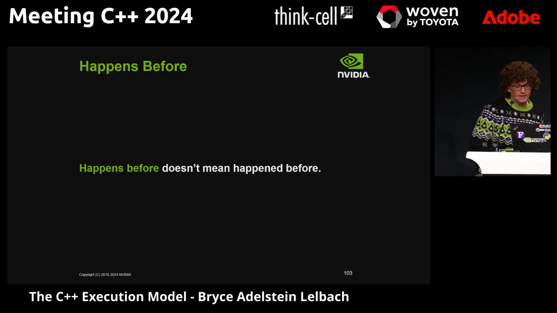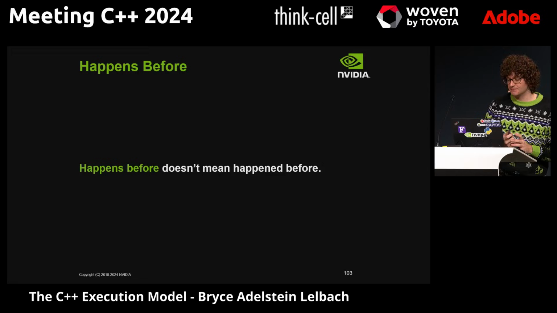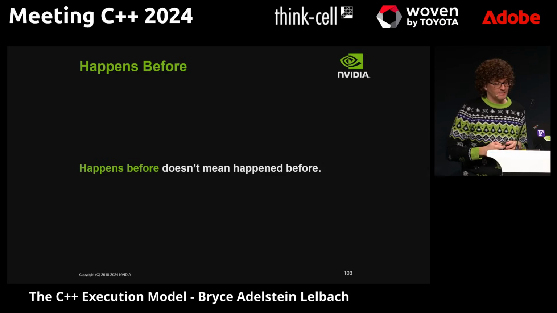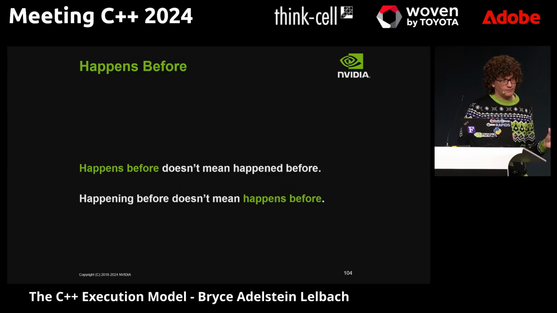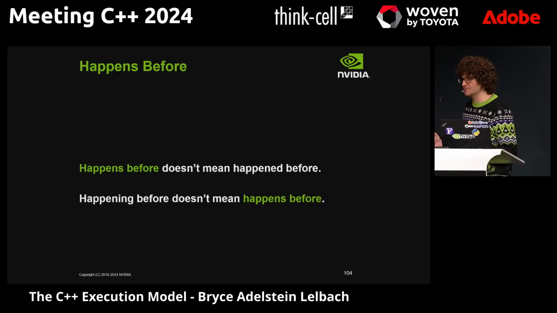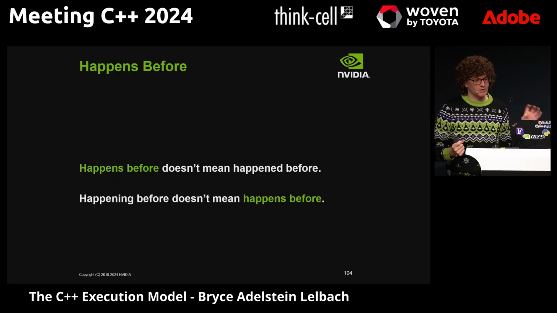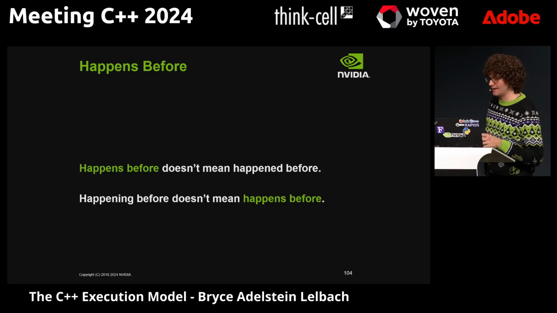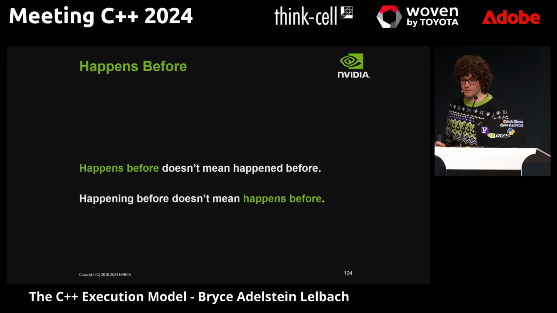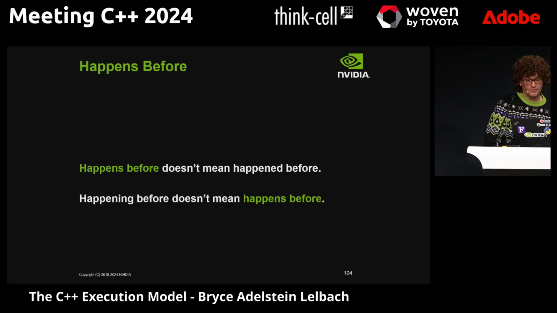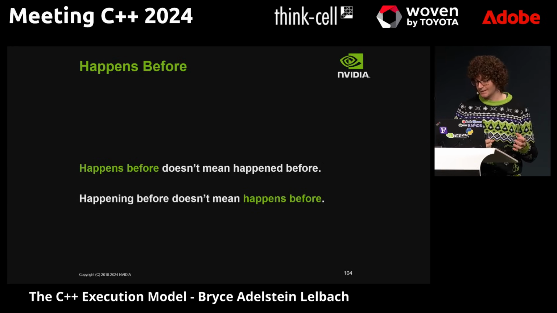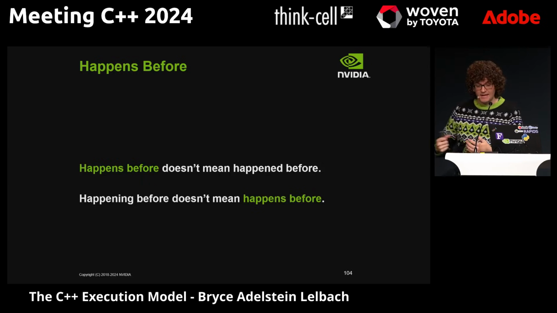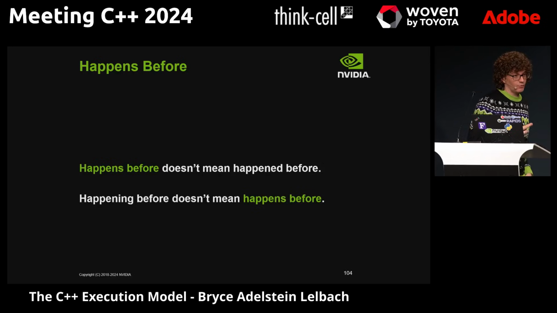Now, a well-defined program is guaranteed to observe things in the happens before ordering, even if that's not what actually happens under the hood. And likewise, happening before in time doesn't mean that you have the happens before relationship. Just because X occurred in time before Y does not imply that X happens before Y. In one particular execution of your program, or even in most executions of your program, X may occur in time before Y, but that is no guarantee that you're going to get the ordering that you want. It may happen to work, but that doesn't mean that you have a happens before relationship.